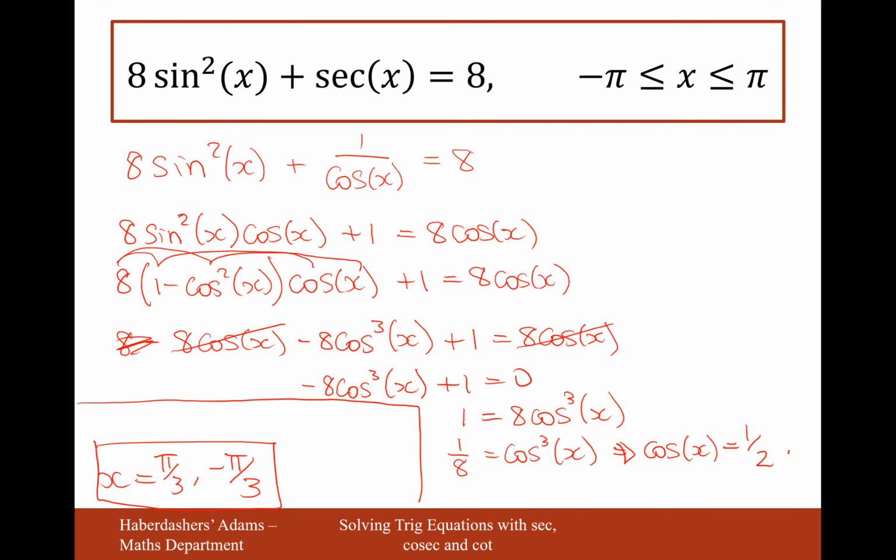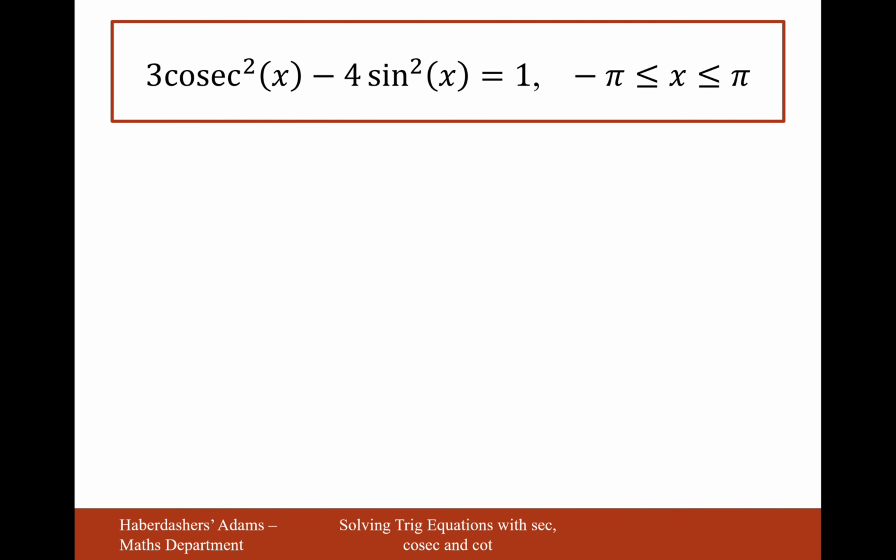So that was quite a difficult one actually. I didn't expect it to go into cubics, but what it did do is it nicely formed quite a simple cubic that I could quite easily solve there. So there we are, that's the answer for that question. Let's now move on to the next one.